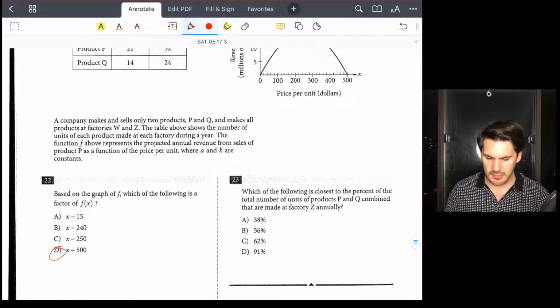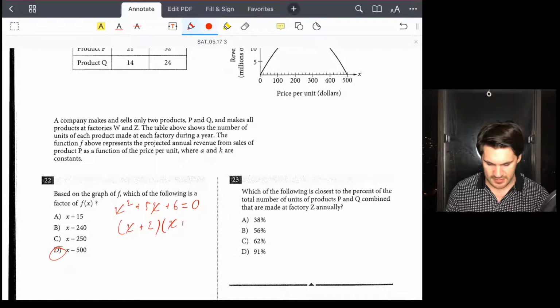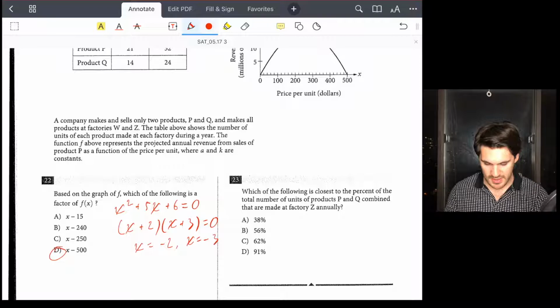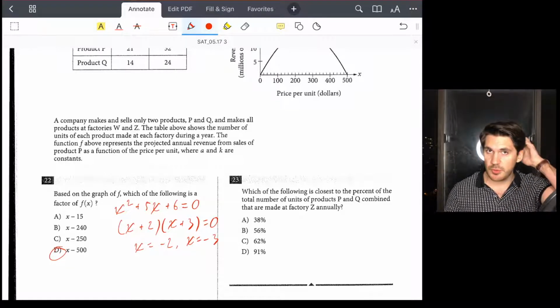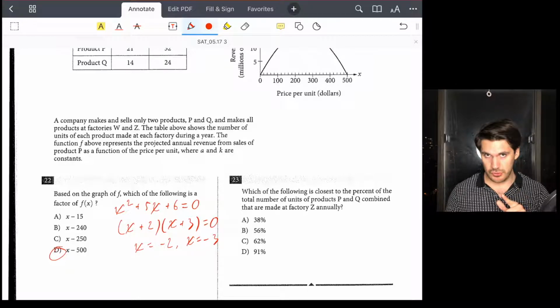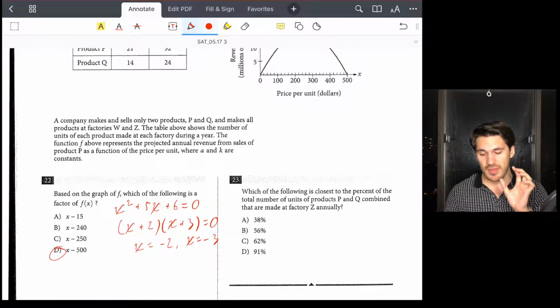Let's say, for example, let me give you another quadratic. Let's say I give you x squared plus 5x plus 6, and we're going to set it equal to 0. We want to factor it. So let's factor it. We're going to get x plus 2 times x plus 3 equals 0. So x equals -2 and x equals -3. Now the solutions were -2 and -3, but the factors were x plus 2 and x plus 3.